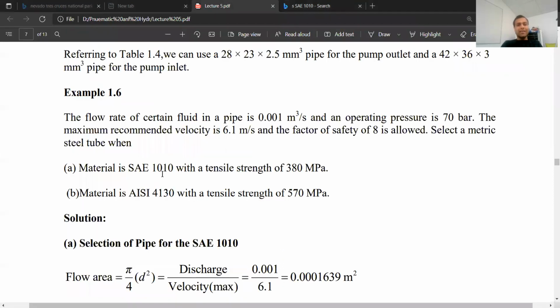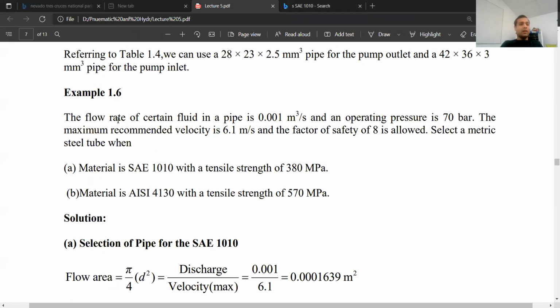So we've got SAE 1010. Now we've got two different materials. SAE 1010, tensile strength is 380 megapascal, and then we've got another material, AISI 4130, with 570 megapascal. So two standards, different material.